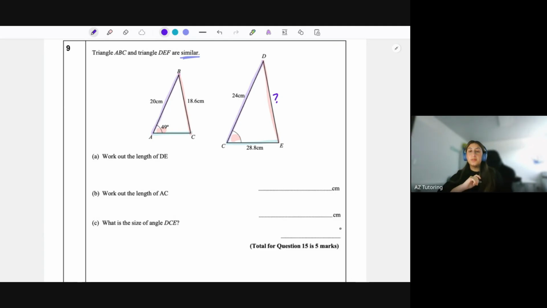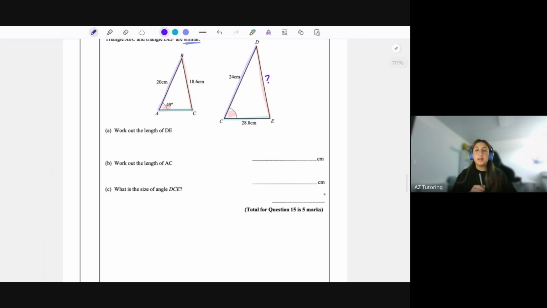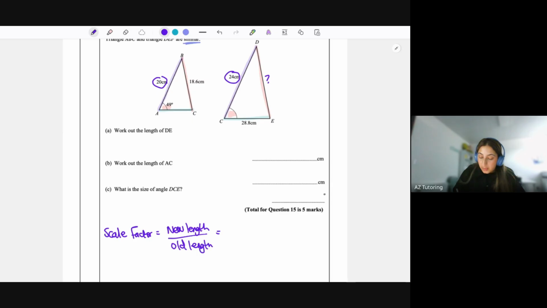So with similar shapes, you have to work out a scale factor. Once you have the scale factor, then you can work out the length of any shapes. They will always give you two of the lengths of the same corresponding side. So we can see this length is given, and this length is given, and they are the corresponding sides. So with that, you can find out the scale factor. Your scale factor is new length, or the length of the bigger shape, divided by the old length, or the length of the smaller shape. So the length of the bigger shape is 24, length of the smaller shape is 20. Put that in my calculator, my scale factor is 1.2.